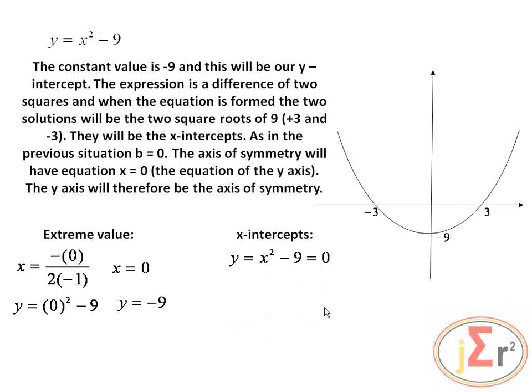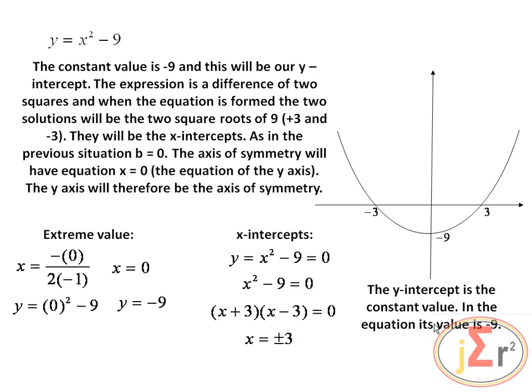What about the x-intercepts? X squared minus 9 is equal to 0, so factorize the difference of two squares, and the answers will be x is equal to plus or minus 3. The y-intercept is the constant value, and the constant value is -9.